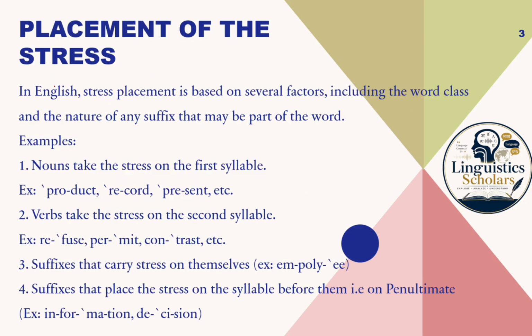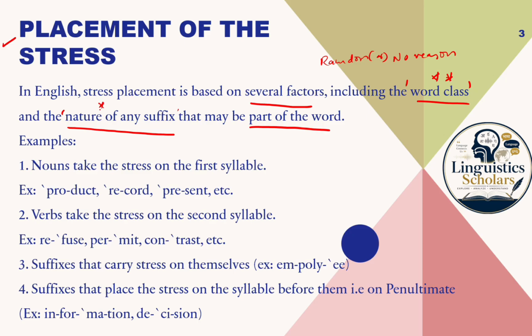Next, we'll talk about the placement of the stress. In English, stress placement is based on several factors, including word class and the nature of any affix that may be part of the word. It means the stress is not random, and there is a reason for the stress. There are several factors that influence the stress, which include especially word class and the nature of the suffix. We'll look at some examples.